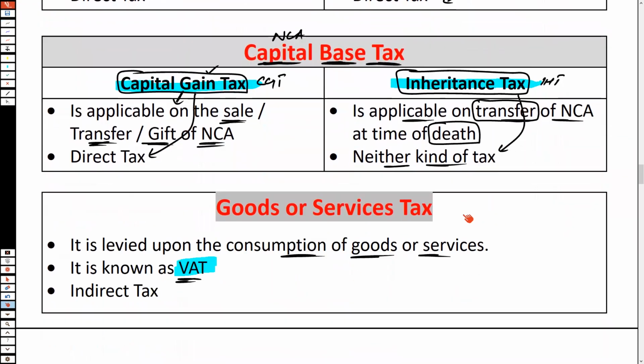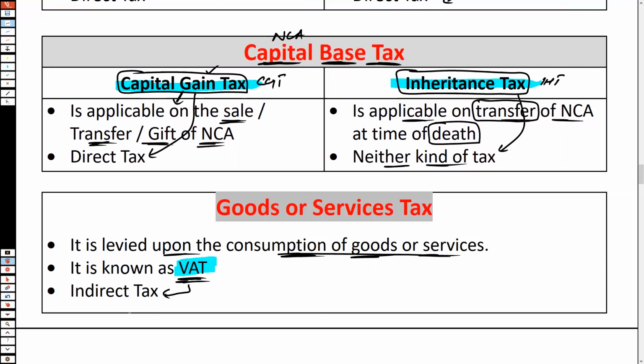The last one, goods or services tax. It is levied upon the consumption of goods or services. It is known as value added tax. And it's a kind of indirect tax because it is not directly applicable on the consumers.